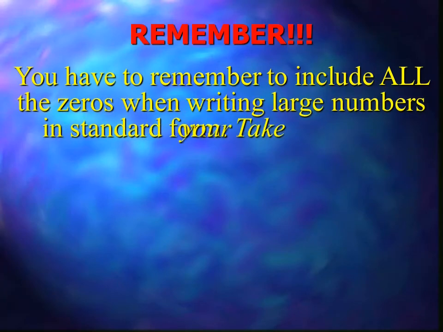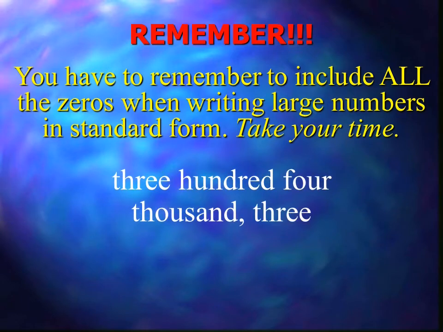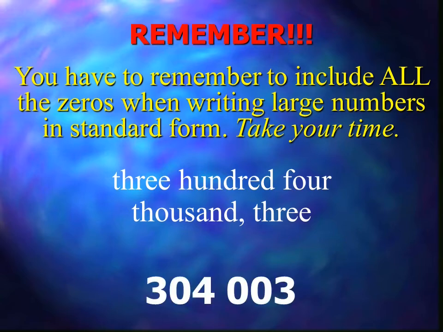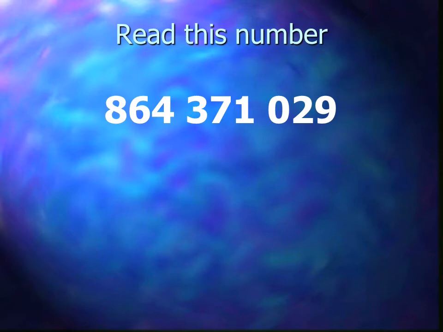Please remember, you have to include all the zeros when writing large numbers in standard form. Please take your time. For example, 304,003. Now you write that down. Was your number this? 304,003. All you need to do is take your time and think about what you're writing. Read this number aloud.